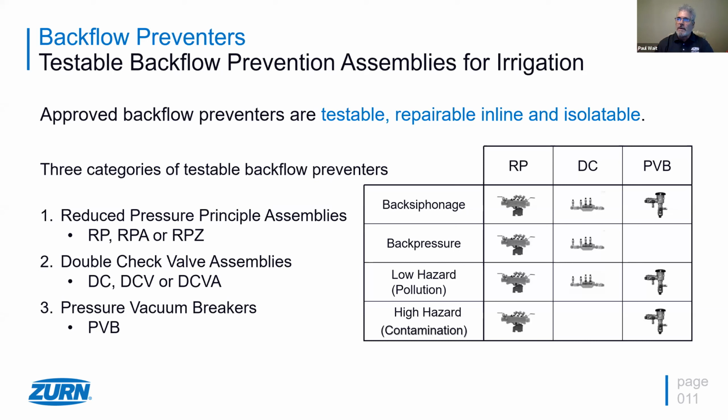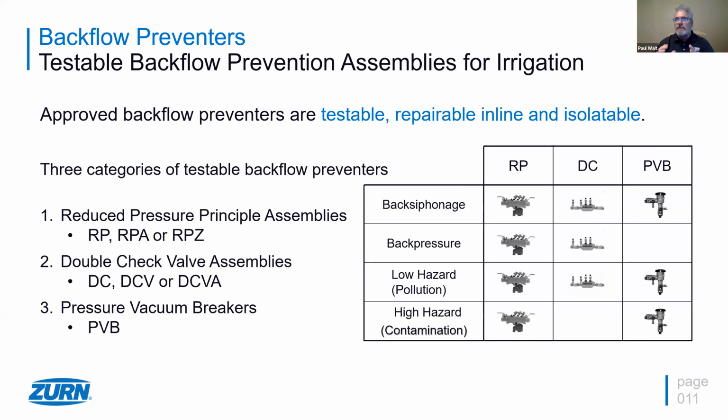And the PVB, the pressure vacuum breaker, it is a high hazard backflow preventer. It can handle low and high, but it cannot handle back pressure. You're not allowed to back pressure those valves. So they can only be implemented in applications where back siphonage would be the backflow condition that they could experience.